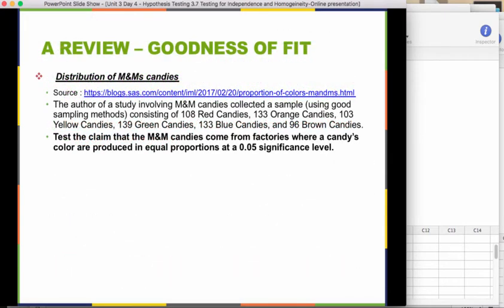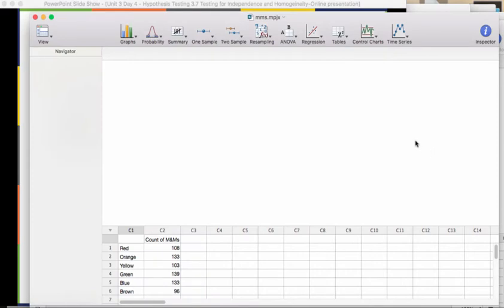So again, this is what we're going to be doing. We're going to be testing the claim that M&M candies come from factories where the candy's color is produced in equal proportions at the 0.05 significance level. So let's first of all open up Minitab. This is already opened up, and you'll notice that over here I've already entered in the data from the information given in the problem. So in column 1, it gives the candy colors. In column 2, we have the count of M&Ms for each of these. Okay. Well, first of all, let's take a look. And so these are already entered in.